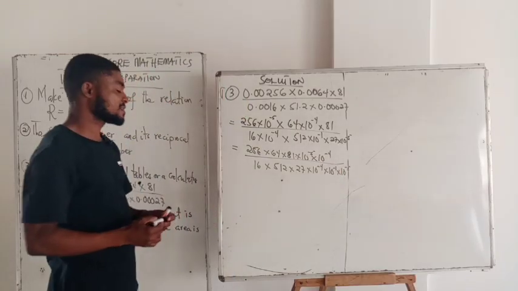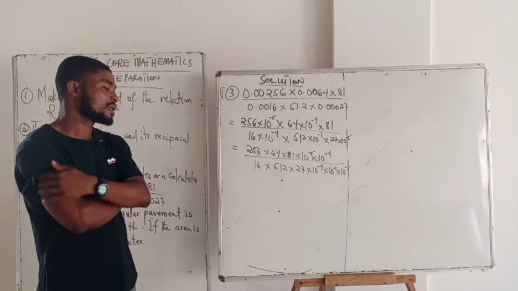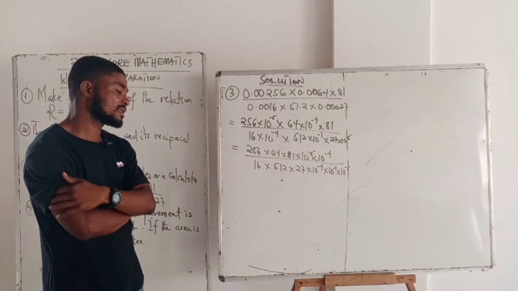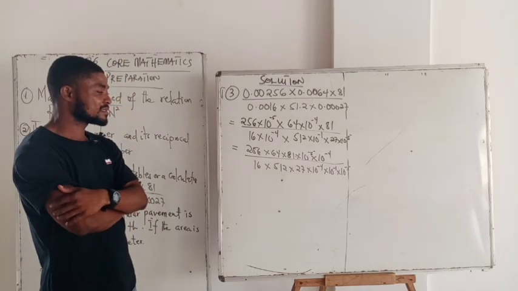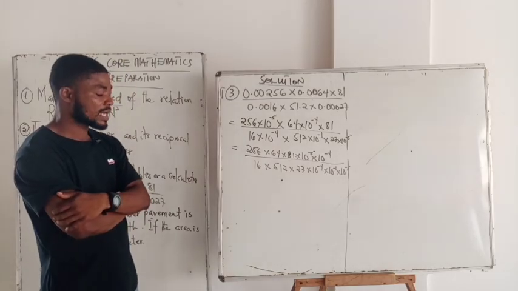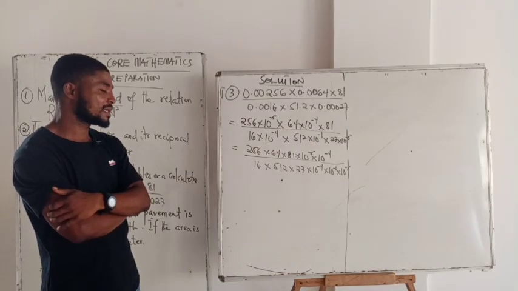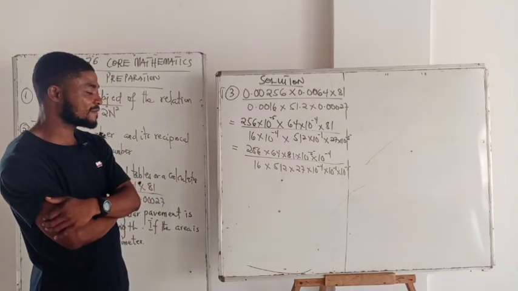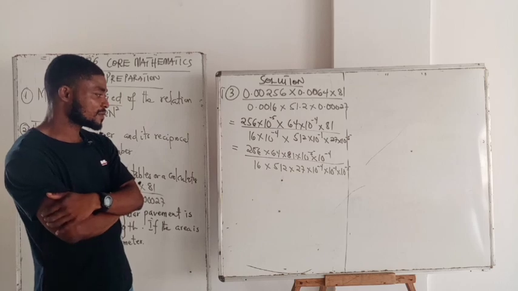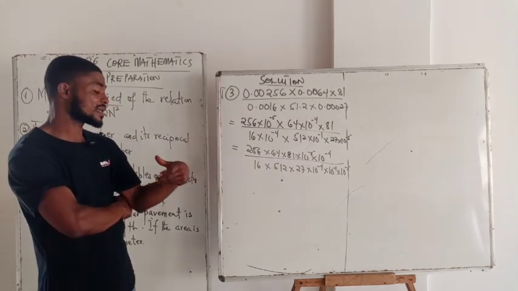Alright, so I have 256 times 64 times 81 times 10 exponent negative 5 times 10 exponent negative 4 all over 16 times 512 times 27 times 10 exponent negative 4 times 10 exponent negative 1 times 10 exponent negative 5. So it is left for me to simplify all these things that I have.